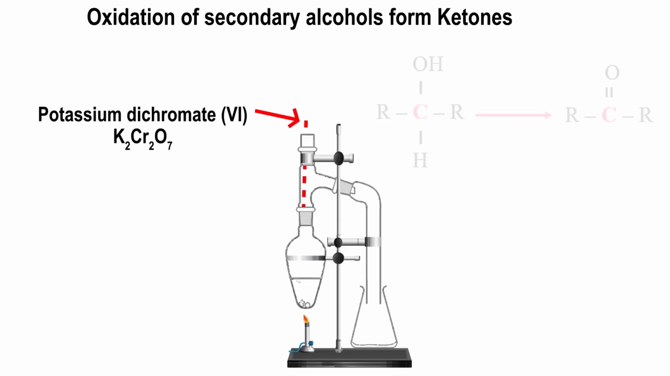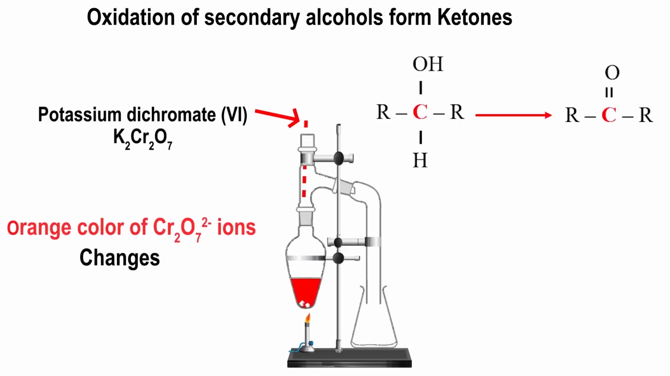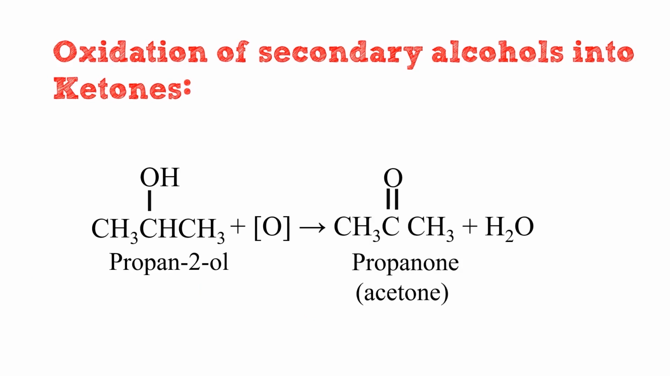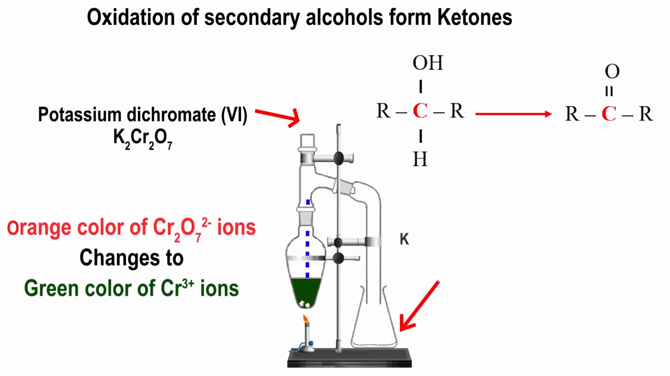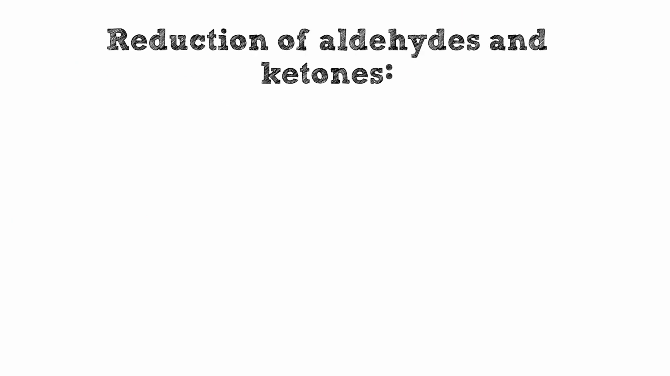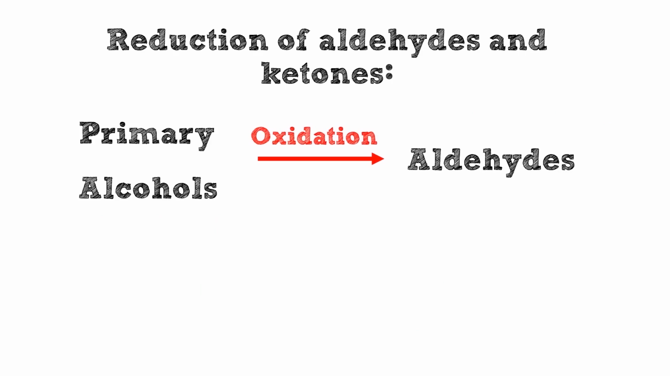The oxidation of secondary alcohols forms ketones. The same method used in the oxidation of primary alcohols is used to oxidize the secondary alcohols. The oxidation of 2-propanol with a strong oxidizing agent results in the formation of acetone and water. One difference between the preparation of aldehydes and ketones is that ketones don't have to be distilled out because they don't oxidize further. The reverse process of oxidation is reduction.